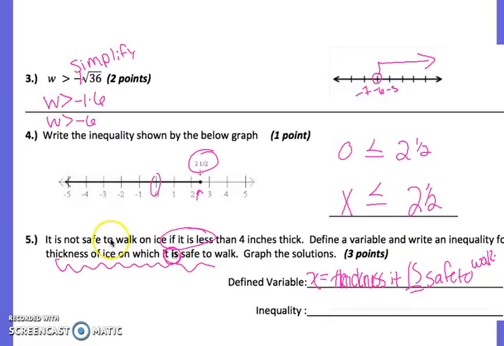So if it's not safe to walk less than 4 inches, so less than 4 inches is not safe, the exact opposite would be greater than or equal to 4. So your answer is x is greater than or equal to 4 inches. And that's really important because you have to know that it's in inches, it's not centimeters, it's not feet. It's x is greater than or equal to 4 inches. You will miss half a point if you don't have that.